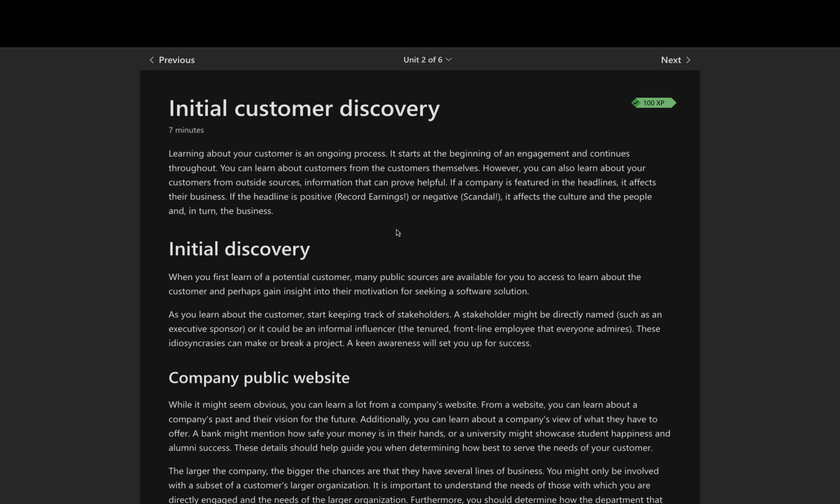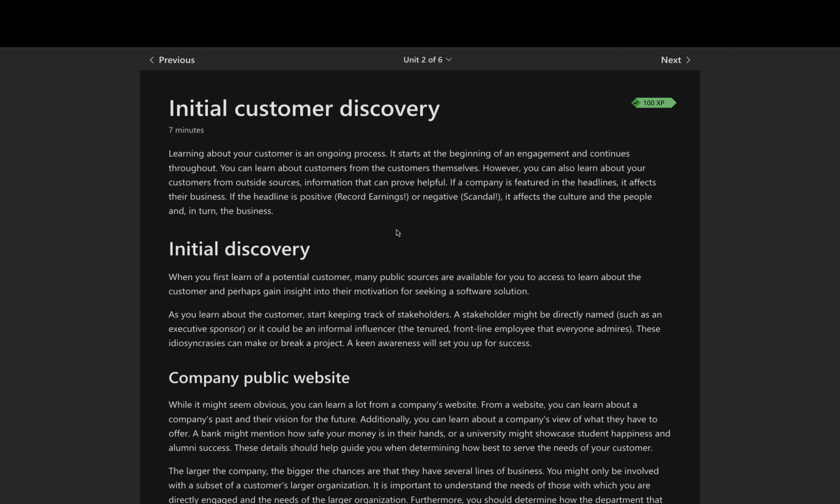If a company is featured in the headlines, it affects their business. If the headline is positive, record earnings, or negative, scandal, it affects the culture and the people and in turn the business. Initial discovery. When you first learn of a potential customer, many public sources are available for you to access to learn about the customer and perhaps gain insight into their motivation for seeking a software solution.